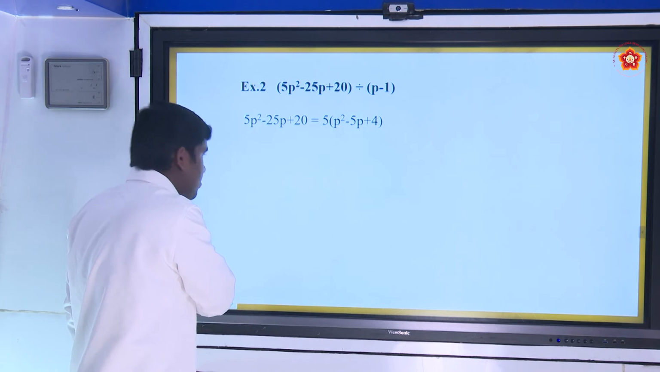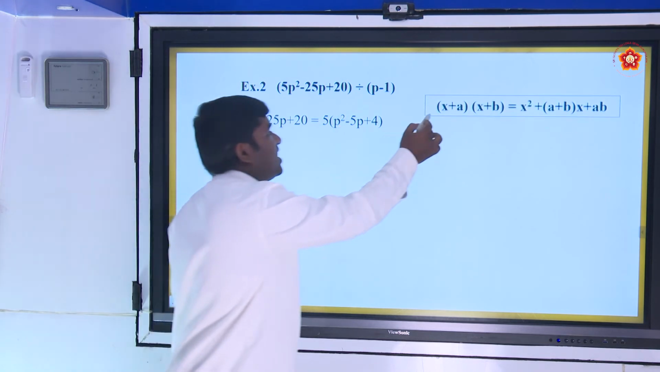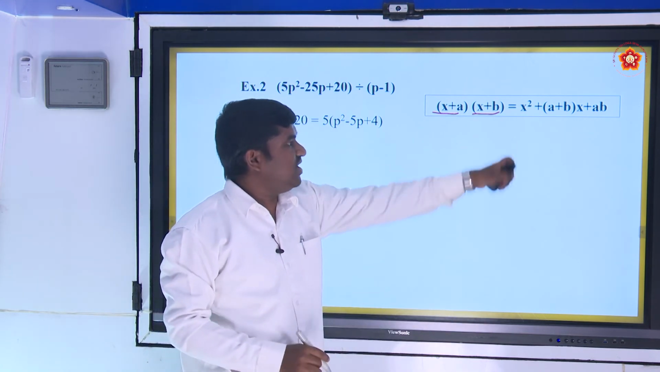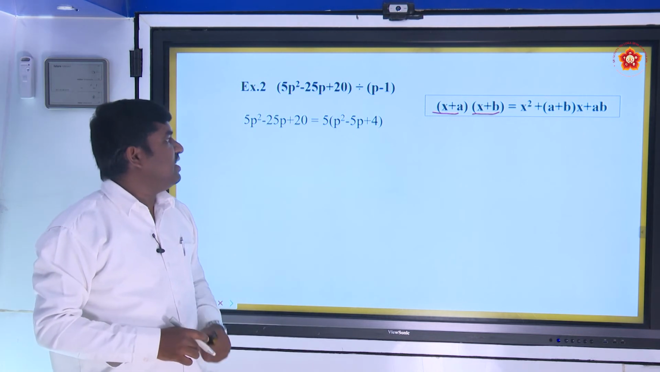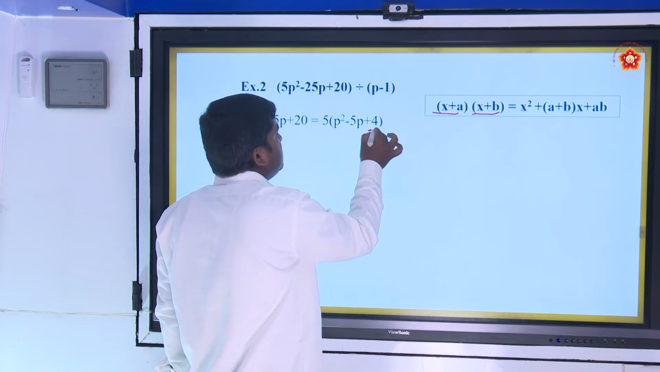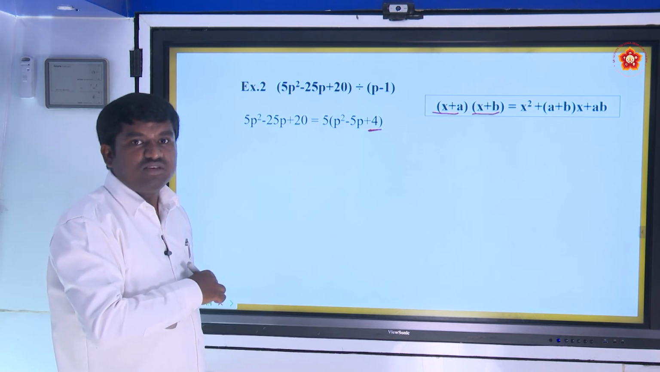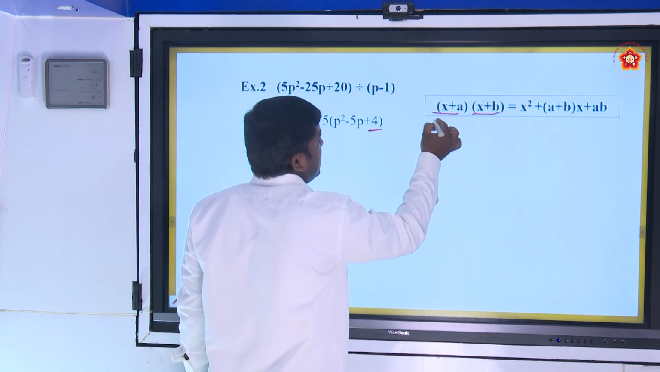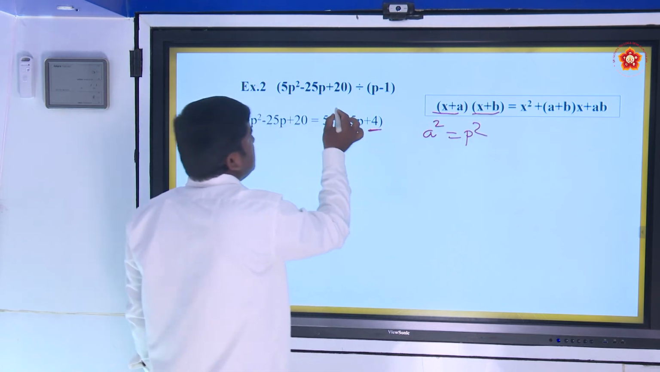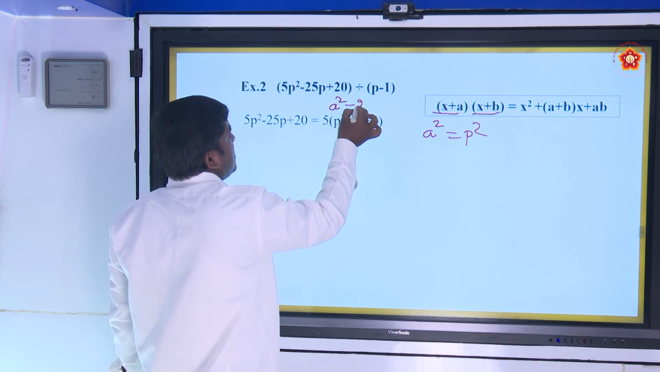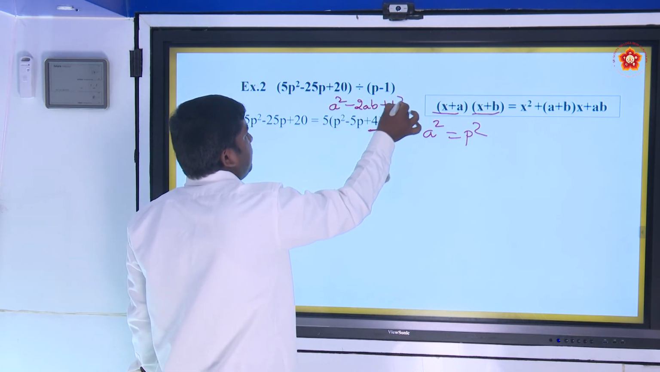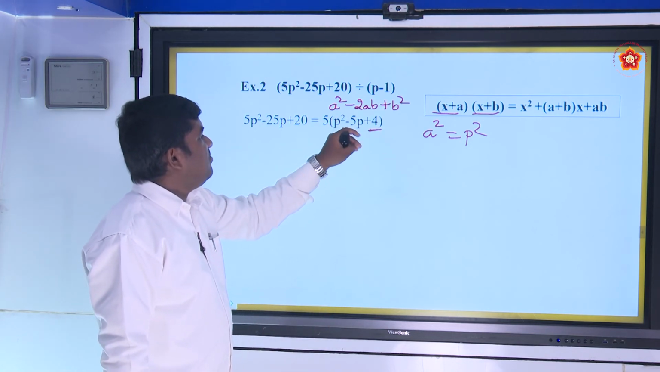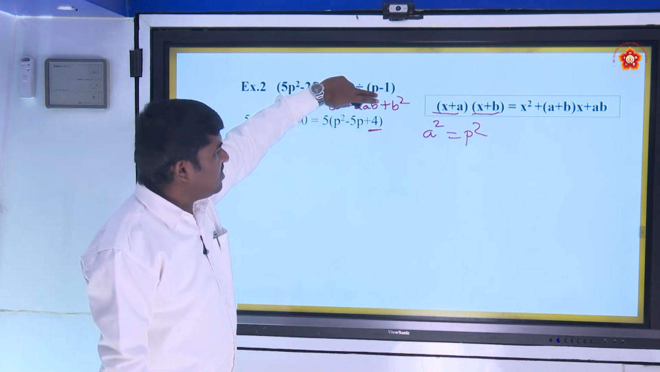So this is applicable for (x plus a) into (x plus b) is equal to x square plus (a plus b) into x plus ab. Yes, observe here, the third term is a perfect square, still I am using this. In the place of a square, p square is there, because this is in the form of a square minus 2ab plus b square, you are thinking. That means if the last term is a perfect square and the middle term is negative, then this identity will be applicable.